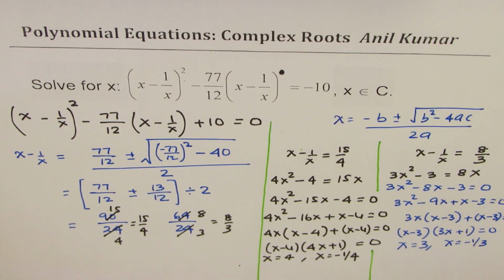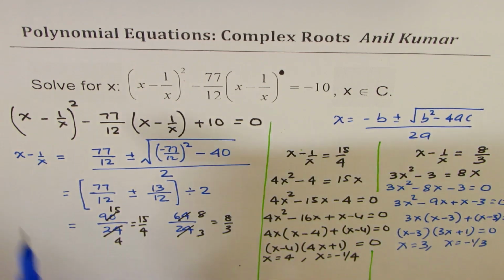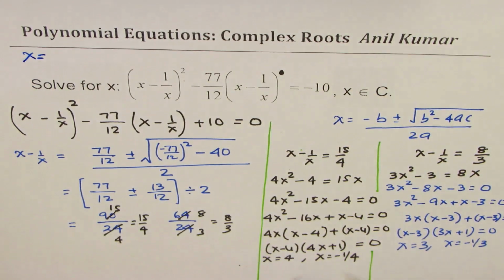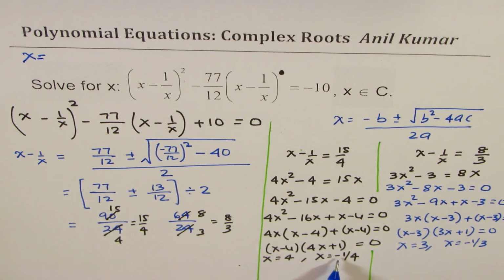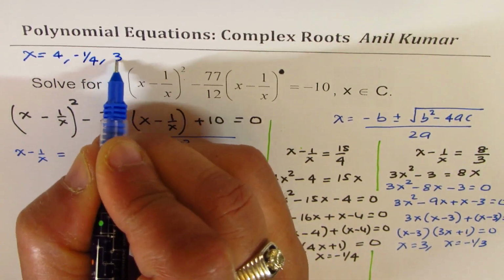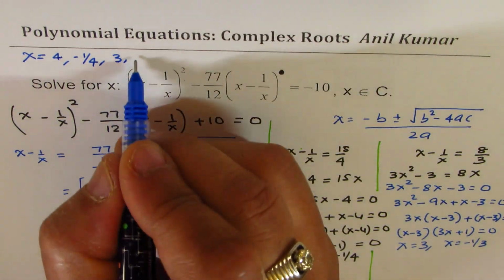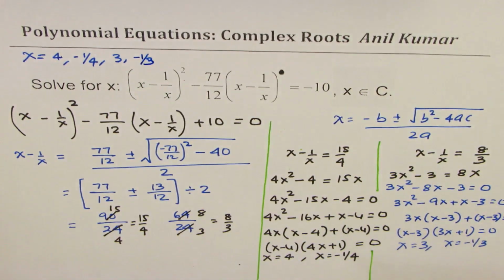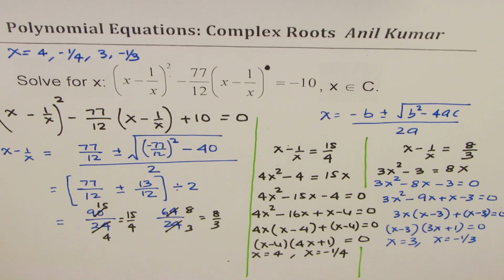So we have four solutions here, and these are the four solutions. So we get x equals 4, minus 1 over 4, and we have 3 and minus 1 over 3. Is it okay? So that is how you could actually solve this particular equation. It's very tricky, but using the quadratic formula as we did, it kind of simplifies the solution.